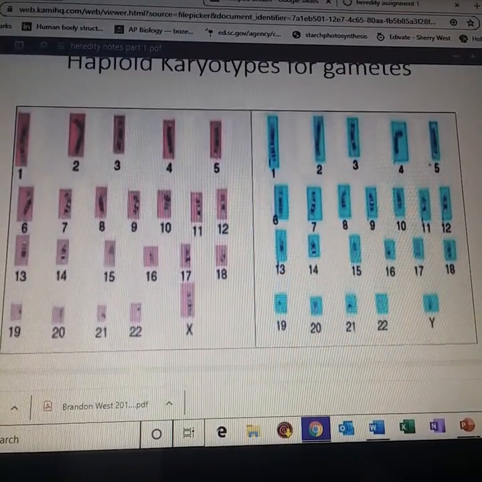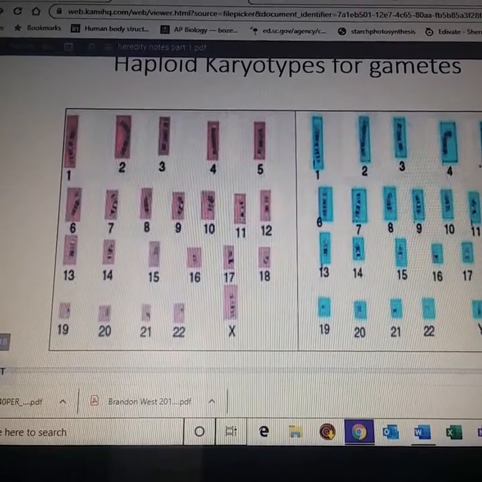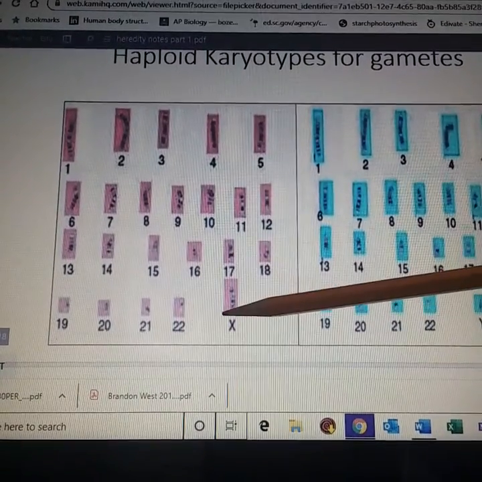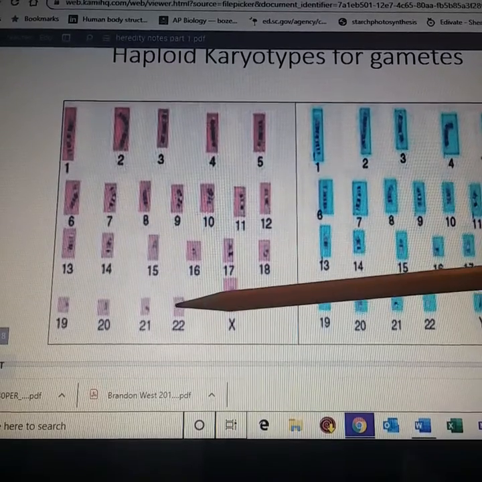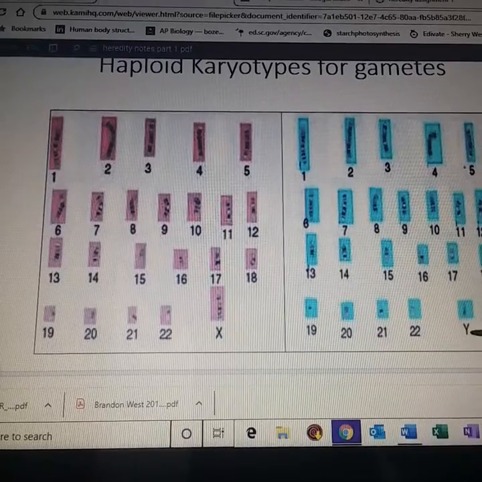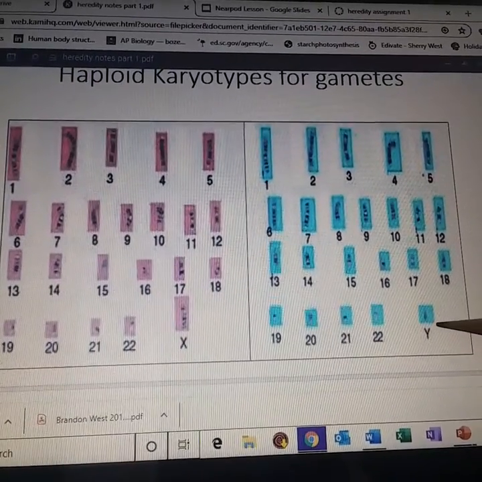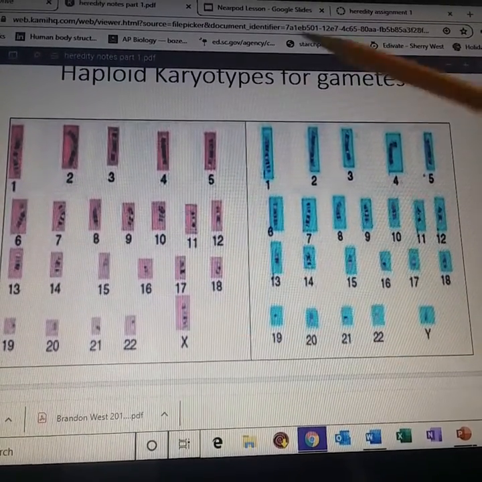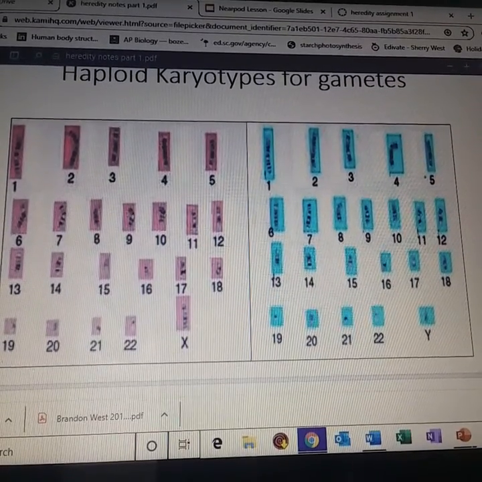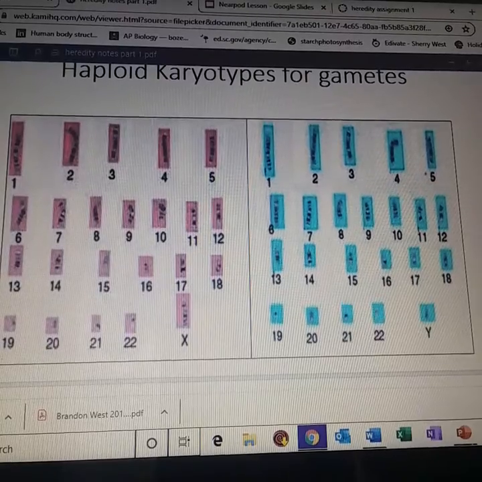So this kind of shows you how the two come together. This would be pink, obviously, so this is from an egg. An egg has 23 chromosomes, so that's why it's haploid. And then this is from a sperm cell. It only has 23 chromosomes. So if you put those two together, 23 plus 23 come together to make 46 in the baby, which is you. All normal healthy cells have 46.